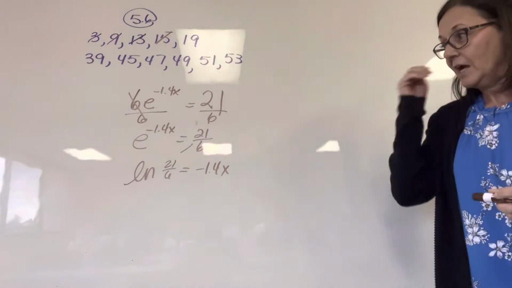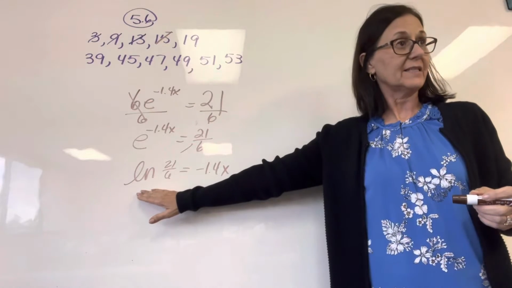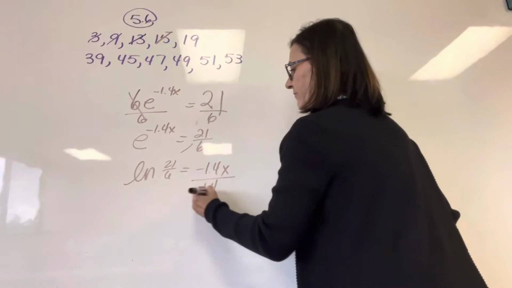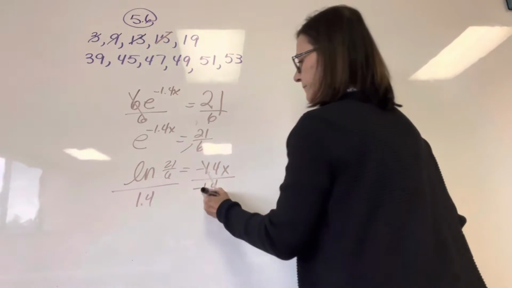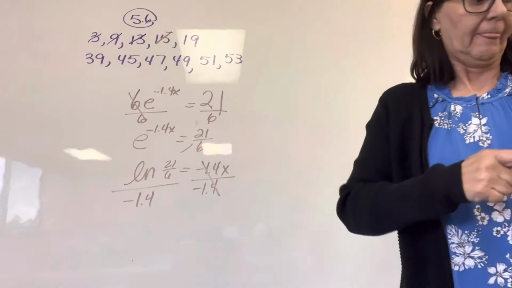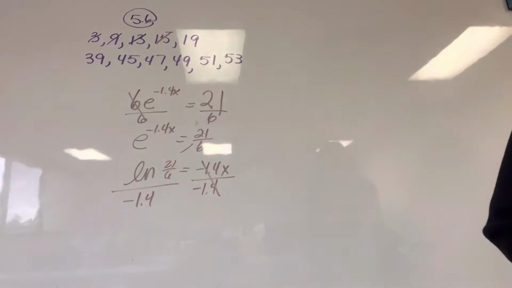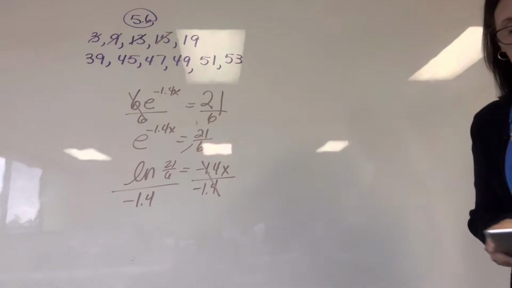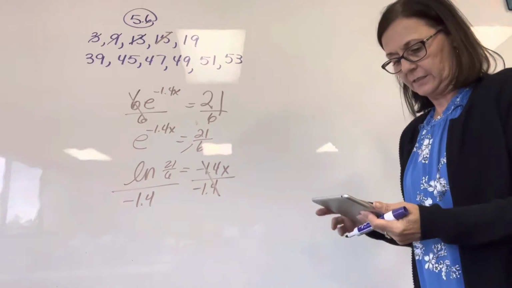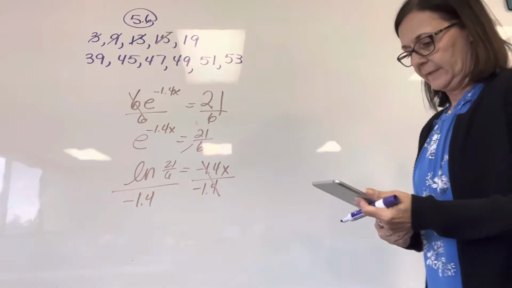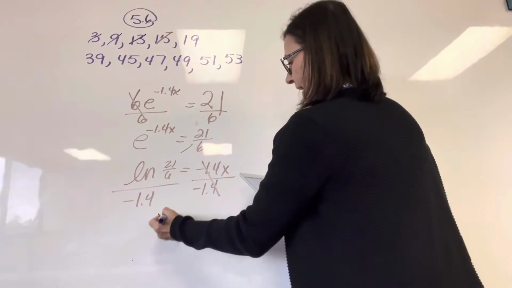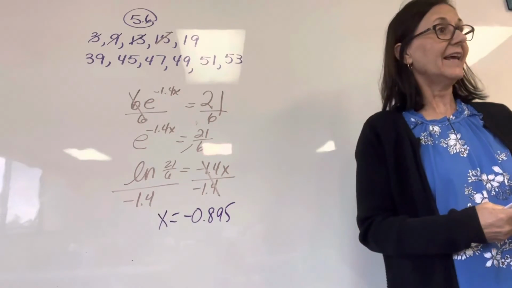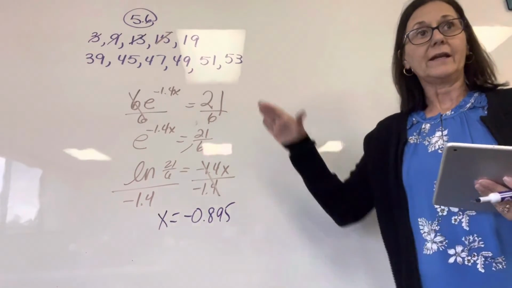Divided by negative 1.4. So do the ln of 21 divided by 6, 3.5, and then divide by negative 1.4. Y'all do this math. Negative 1.4. I'll check your answers. Negative 0.894. Negative 0, right. X equals negative 0.895. Did you get it? You got it? All right, are you following this?